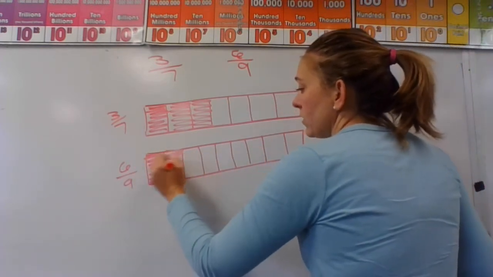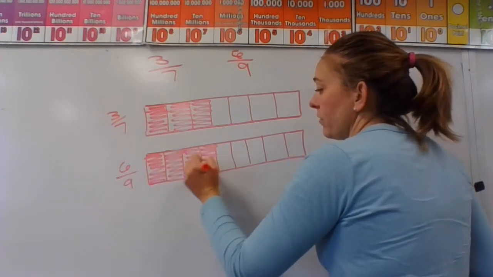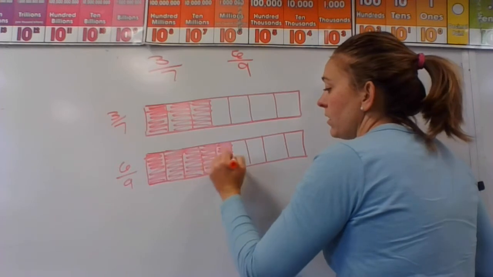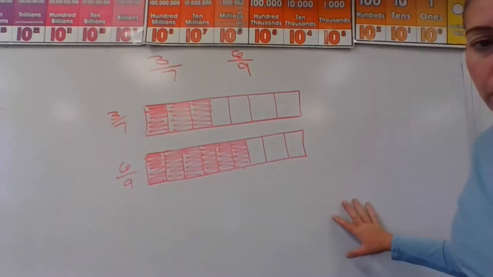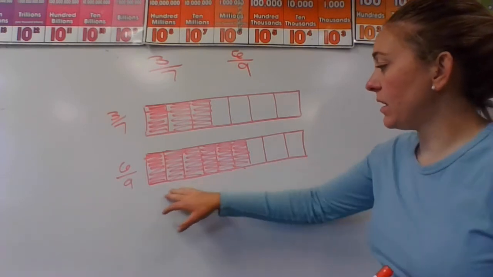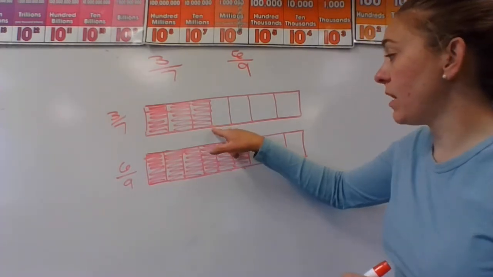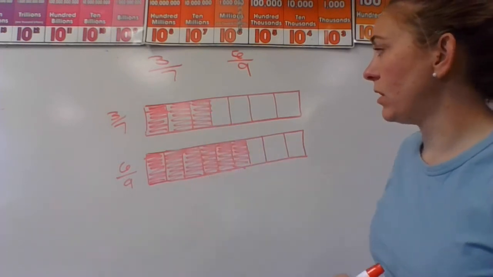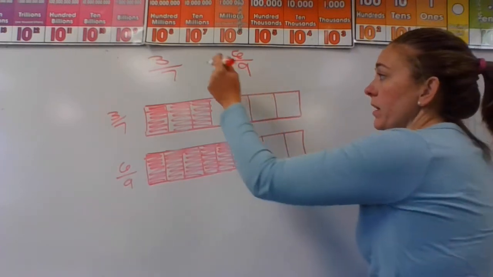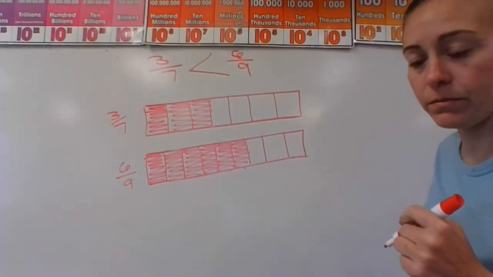1, 2, 3, 4, 5, 6. Now this one seems pretty obvious that the 6/9 are farther out than the 3/7. You can see there's this line right here where they're the same, and then I've got 2 more on this side. So I could put in my inequality that 6/9 is greater than 3/7.